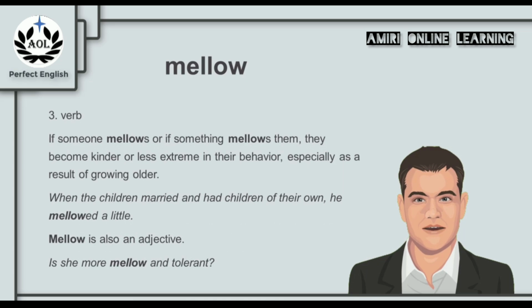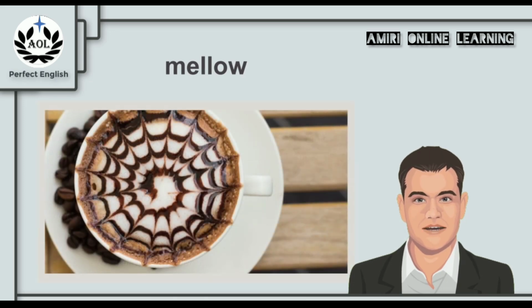Now, mellow can also be used as a verb. If someone mellows or if something mellows them, they become kinder or less extreme in their behavior, especially as a result of growing older. For example, when the children married and had children of their own, he mellowed a little. He became kinder and less extreme in his behavior. Now, mellow can also be used as an adjective. For example, is she more mellow and tolerant? So the next time you remember this beautiful, delicious cup of coffee, remember the word mellow and what it means.